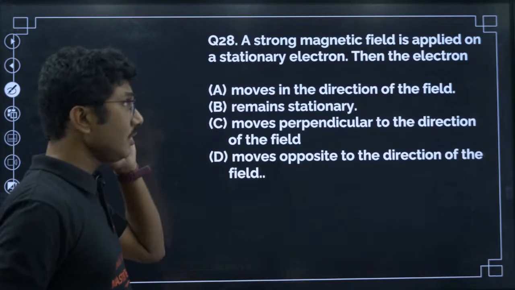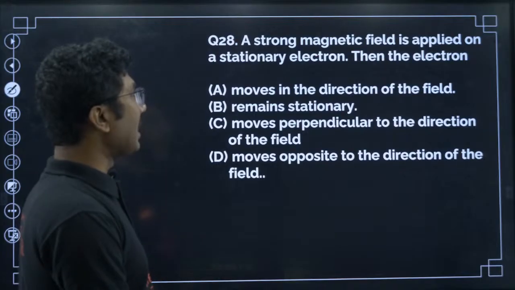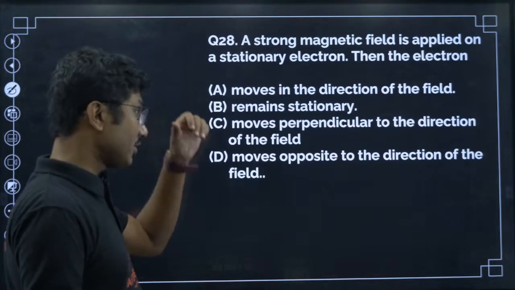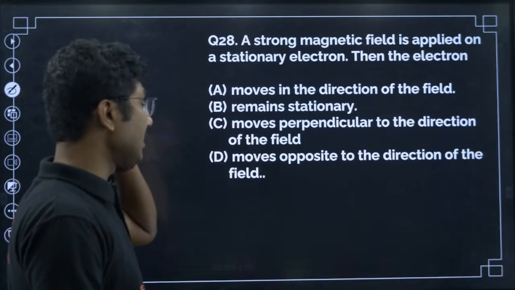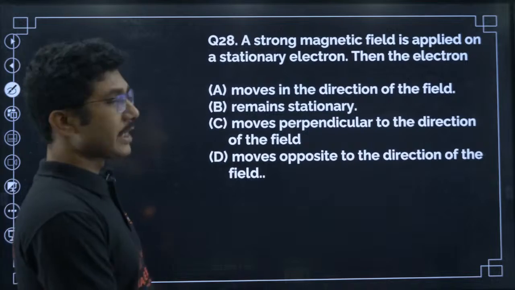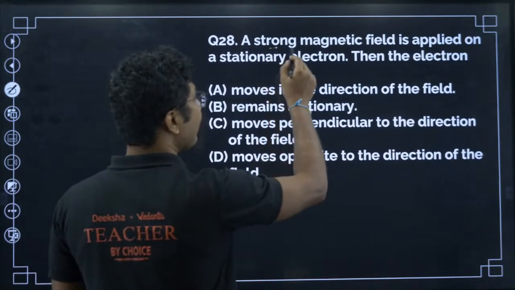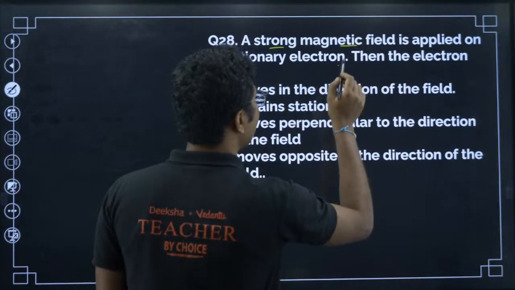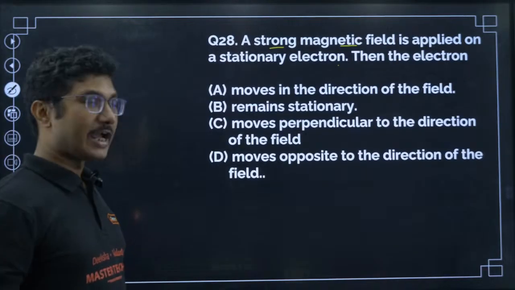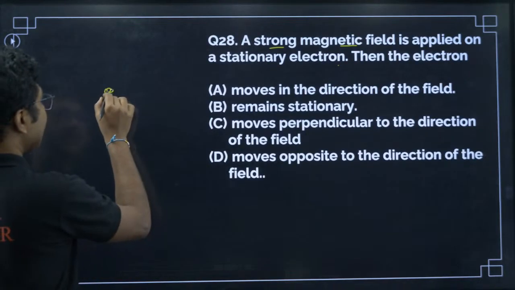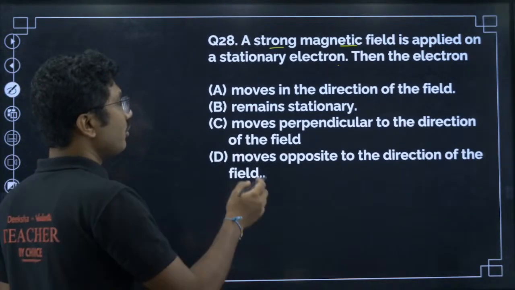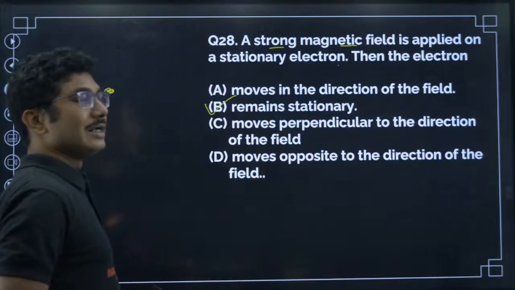A strong magnetic field is applied on the stationary electron, then the electron moves in the direction of the field, remains stationary, moves perpendicular to the direction of the field, moves opposite to the direction of the field. So a strong magnetic field is applied on an electron. If you apply an electric field, the electron moves in the opposite direction. But if the electron is stationary, if it is not moving, the magnetic force is 0. So the electron will remain stationary.